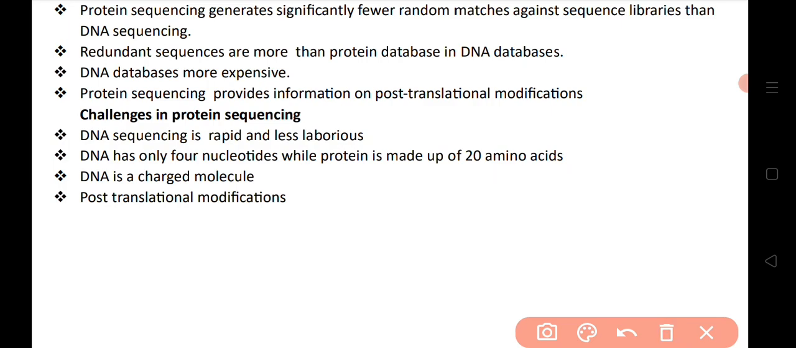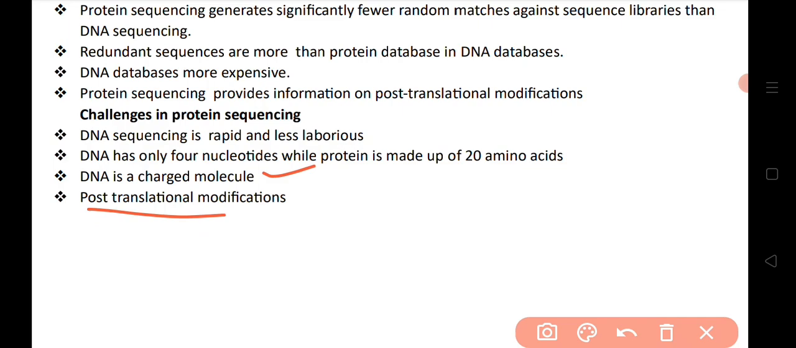The next point is that DNA is a charged molecule. Now DNA has a negative charge due to the presence of phosphate, and because of being a charged molecule, the DNA molecule undergoes ionization more easily as compared to proteins. And so this ionization helps in mass spectrometry. Therefore, DNA sequencing is easier as compared to protein sequencing. In DNA, there are no post translational modifications, which are involved in protein and make the sequencing of protein difficult as compared to DNA.